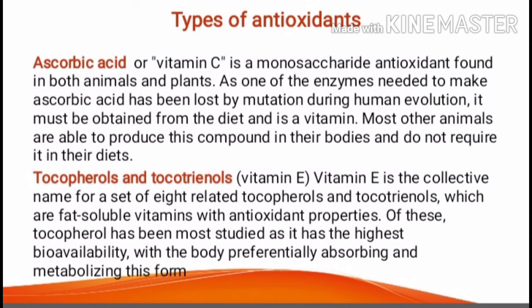And the second type is your vitamin E. As you know, it is a collective name for a set of eight related tocopherols and tocotrienols, which are fat-soluble vitamins with antioxidant properties.